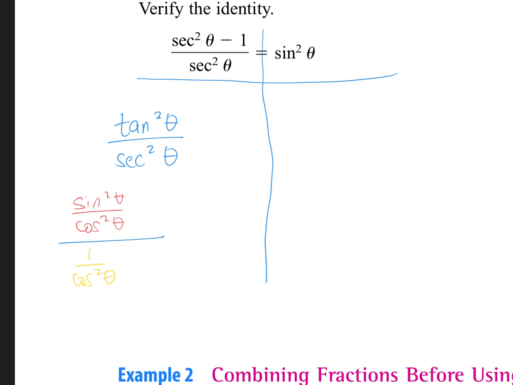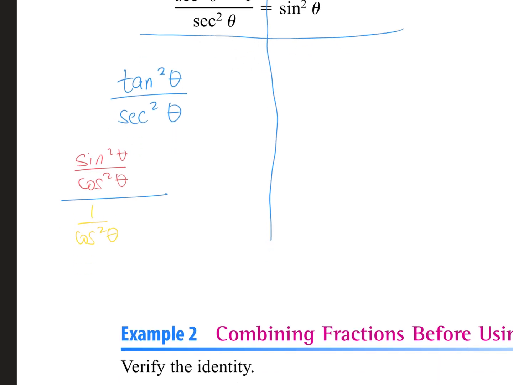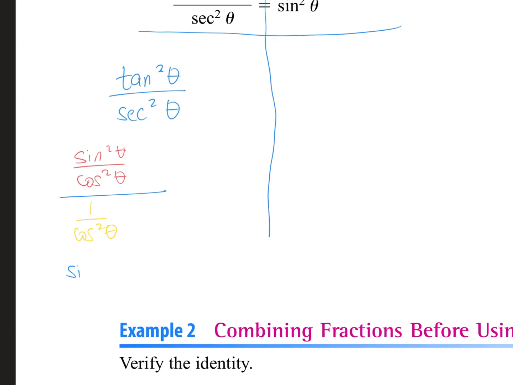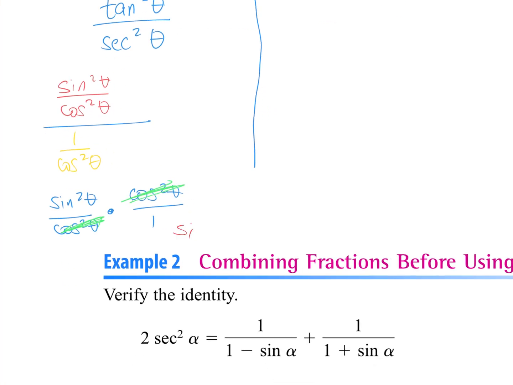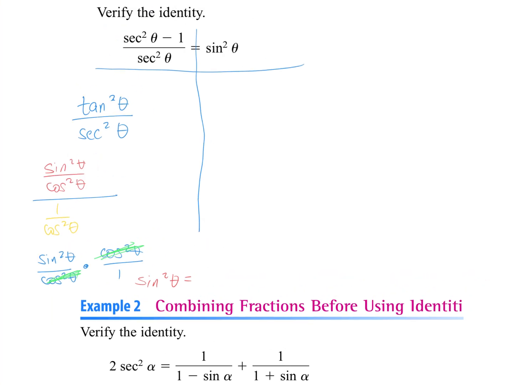I have a fraction divided by a fraction, correct? When you have a fraction divided by a fraction, what do you do? You keep, change, flip. So let's go ahead and do that. I'm going to keep sine squared theta over cosine squared theta. I'm going to change my division to multiplication, and then I'm going to flip, and this becomes cosine theta over 1, correct? Now what can I do? My cosines cancel out, right? So what am I left with on the left-hand side? Sine squared theta. Does that equal this side? Yeah? You guys just proved it.